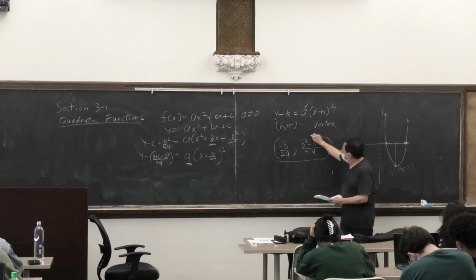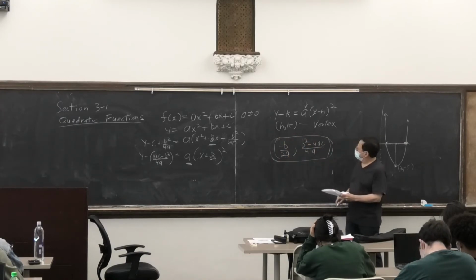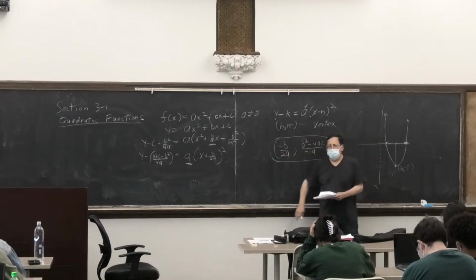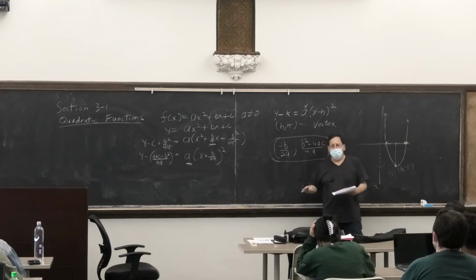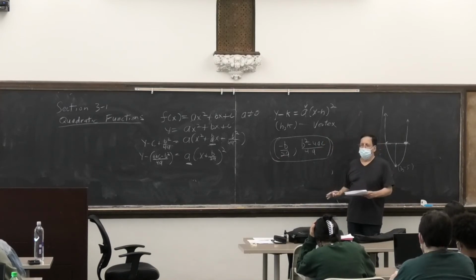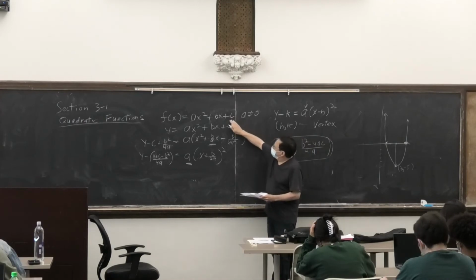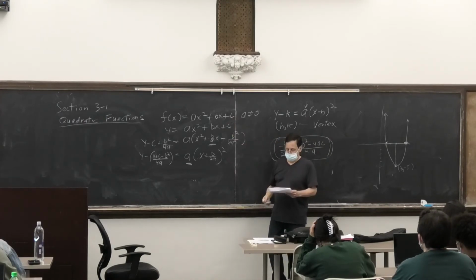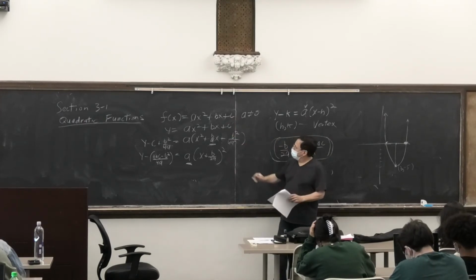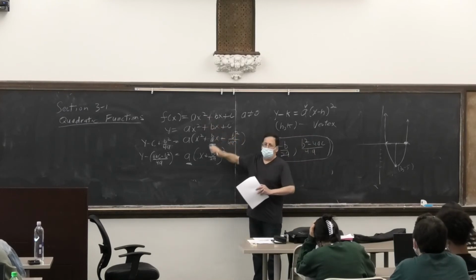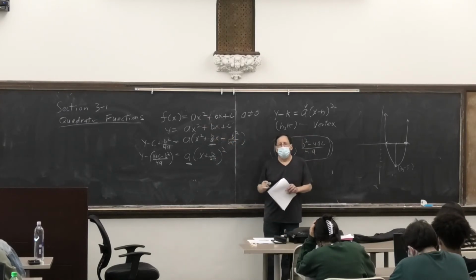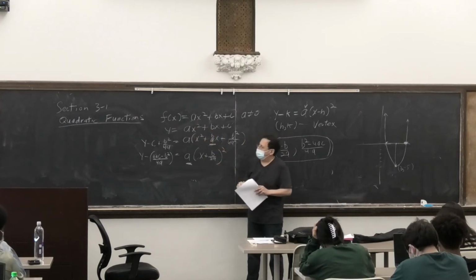If you happen to remember this, if you happen to write it down in your notes, it's a real convenient way to answer the question, what's the minimum or the maximum here? How would I know whether this is a minimum or a maximum? How can I tell right away? Just by looking at this equation.